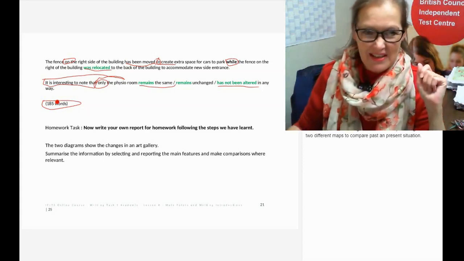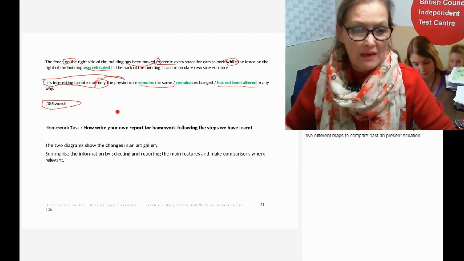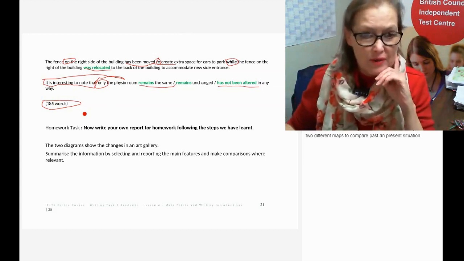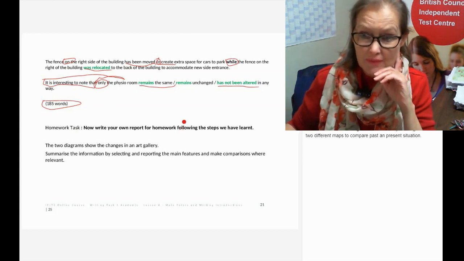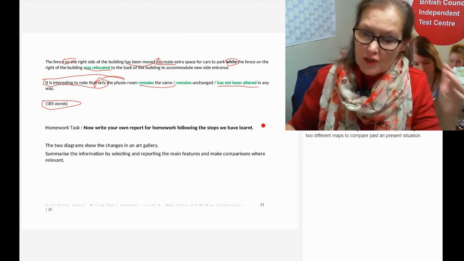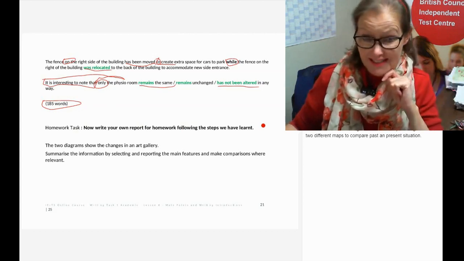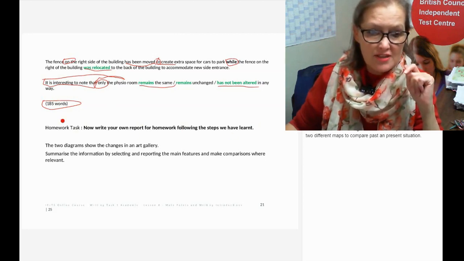So here's some homework for you. If you would like to make a screenshot of this, it should again be all on one page. For tonight, you're welcome to write your own report for homework, but make sure that you learn the steps first and follow the steps as we have done it. And this time you're going to write, there's your task.